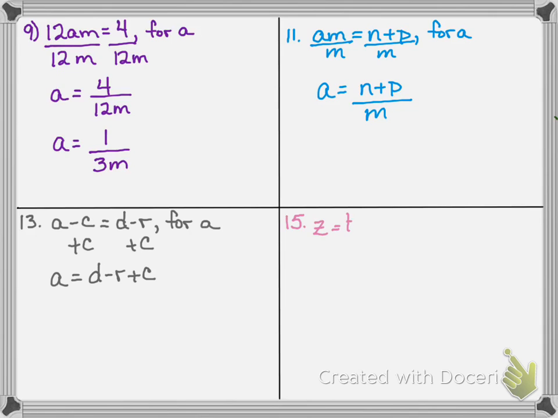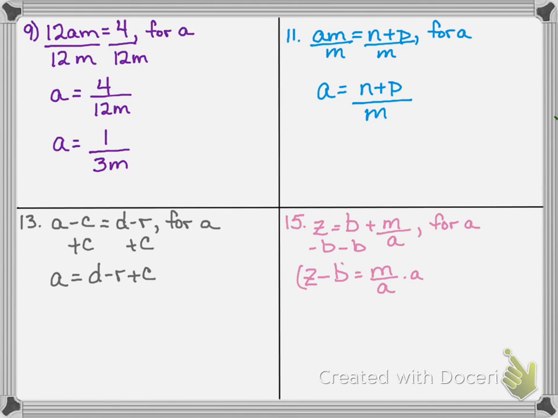Number 15 is Z is equal to B plus M divided by A, and we are going to solve for A. Now, I'm going to start by moving my B over. That's how I'm going to get my A by itself. So I have Z minus B is equal to M divided by A.